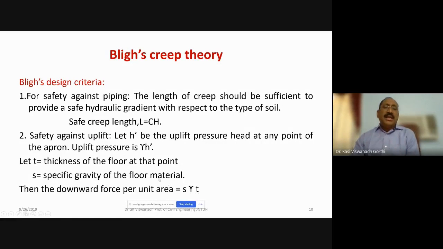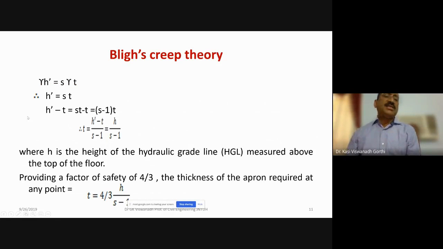So for safety against the uplift, whatever uplift is coming must be resisted by the self weight of the material which is used for preparing the apron. So gamma H dash, which is acting vertically upwards, must be balanced by the self weight S gamma into T. So H dash would be equal to, gamma gets cancelled, H dash is equal to S into T, or H dash minus T will be equal to ST minus T, subtracting T on both the sides, and S minus 1 into T. In other words, T will be equal to H dash minus T divided by S minus 1.